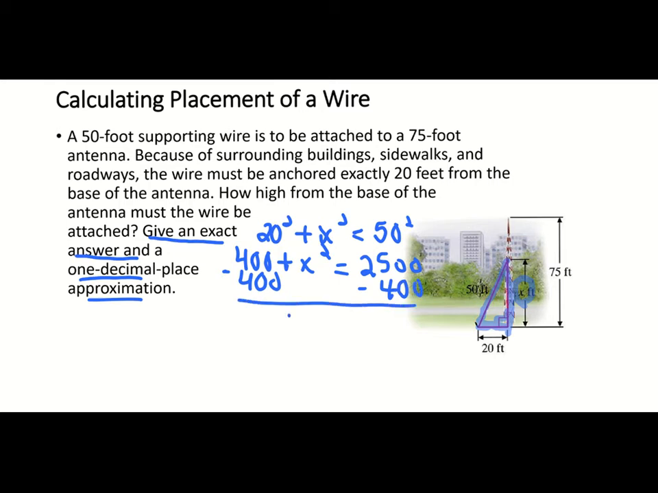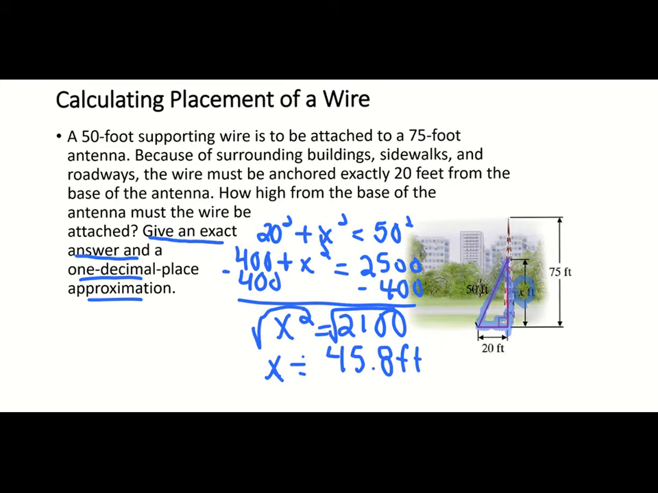So I have x squared is equal to 2,100. And we'll take the square root of both sides to get x. And x as a decimal is, let's see, the square root of 2,100 is 45.8. So it would be 45.8 feet.